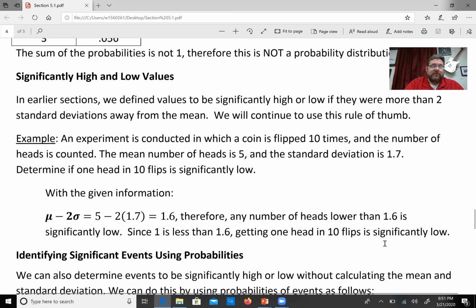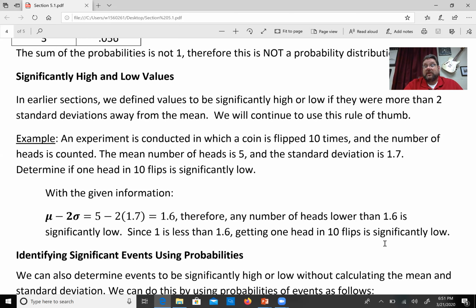And okay, here's the math. Exactly what I said. The mean minus 2 standard deviations. That's this right here. So 5 minus 2 times 1.7. They told us the mean was 5, and the standard deviation is 1.7. And when we do that little calculation, we get 1.6. So yeah, any number of heads lower than 1.6 is significantly low. All right, 1 is less than 1.6. So getting 1 head in 10 flips would be significantly low. That's not anything new. We've done almost that exact problem.